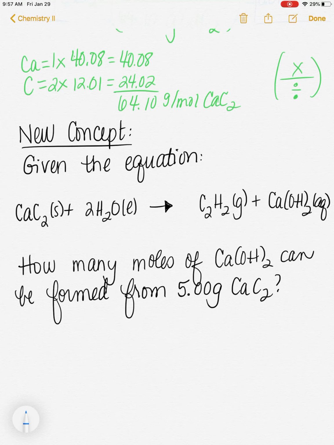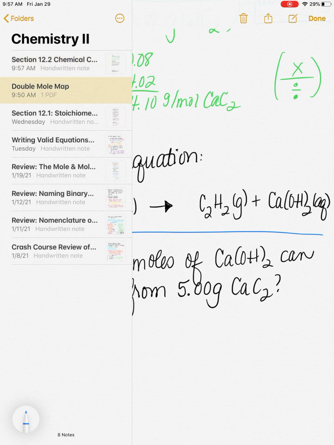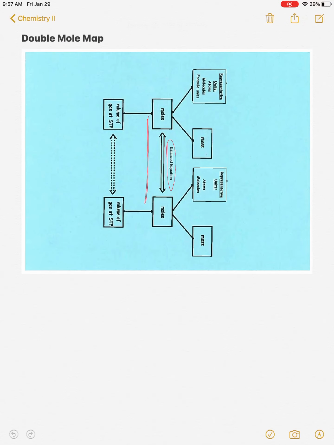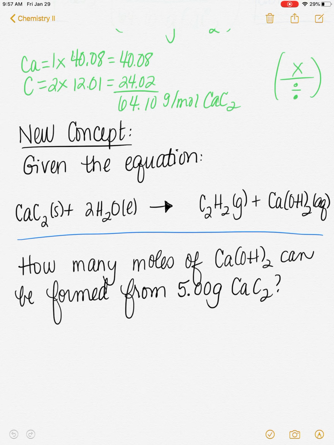Now, today let's take this a step further because in our last lesson, we talked about how if you have a balanced chemical equation, you can convert from moles of one substance to moles of another. In fact, if I go to our double mole map here, it reminds me here in the center that you can go from moles of one thing to moles of another using our balanced equation. So let's read this new question. Our new question says, given the following balanced equation, how many moles of CaOH2 can be formed from 5.00 grams of CaC2?